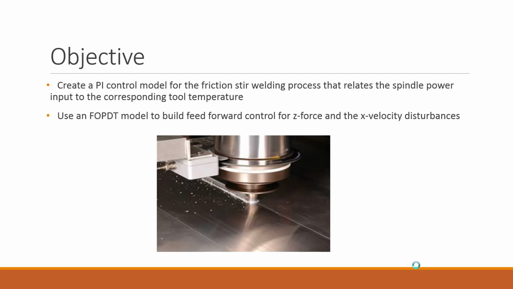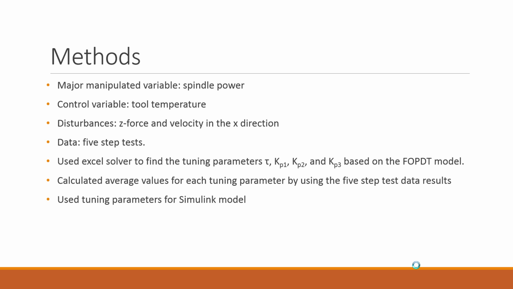Okay, so the objective of the experiment, like I said, was to create a PI model for friction stir welding, and we had three variables that essentially affect the tool temperature, the first of which was spindle power. Also, we had the z-force, or the pressure in the z direction, and then also the velocity of the metal as it travels through the friction stir welder. And so in the next section we will outline the methods that we used to model those three variables and their effect on tool temperature.